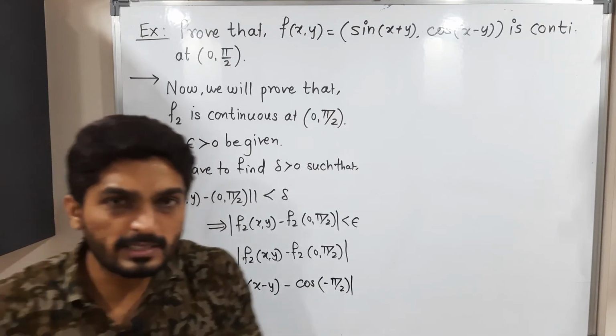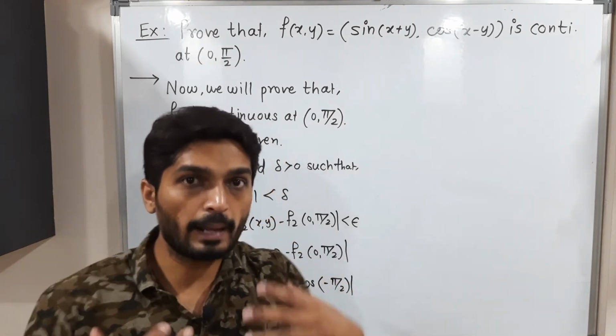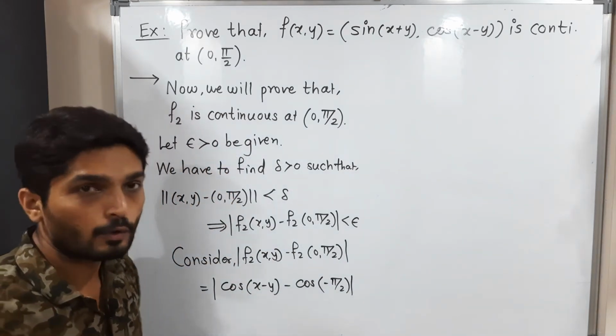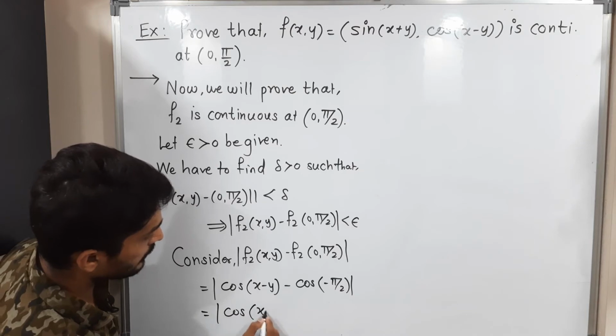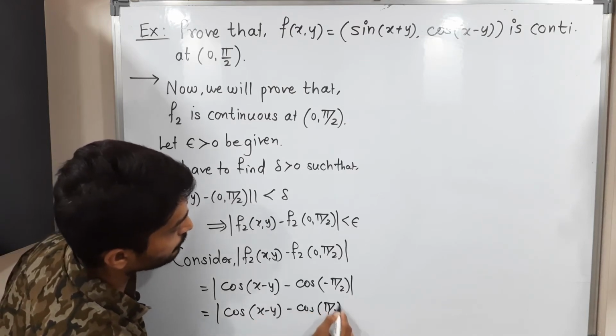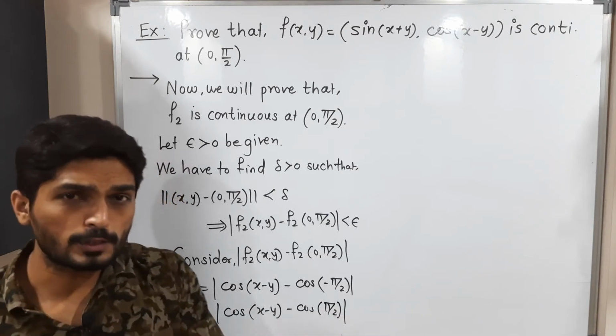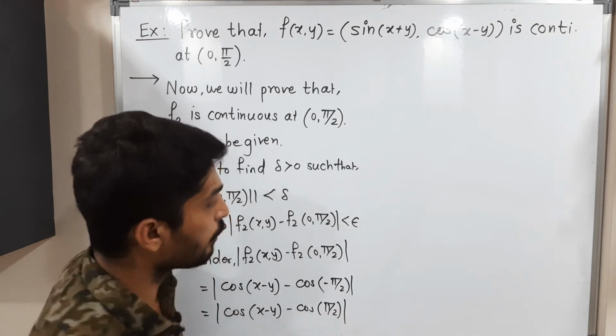Do you know cos absorbs the minus sign? If there is a minus sign inside a cos, it will absorb that minus sign. So simply we will have cos pi by 2. So this is mod cos x minus y minus cos pi by 2. Actually cos pi by 2 is 0. I can put 0 here, but wait, I have to use one formula here.